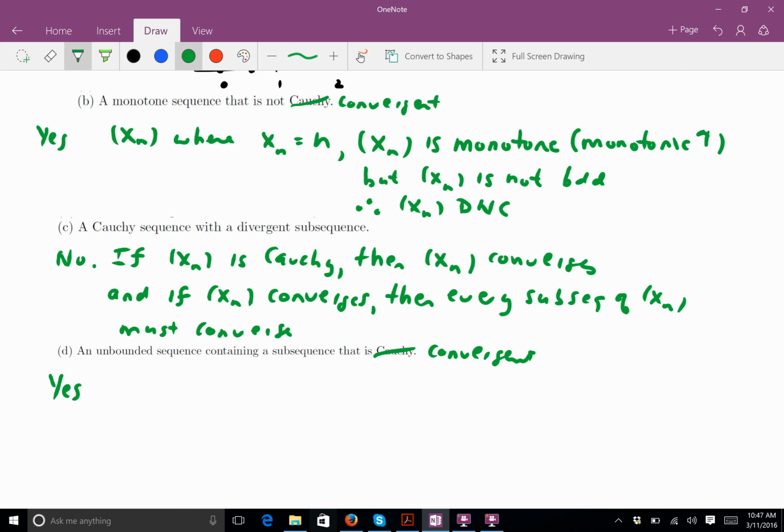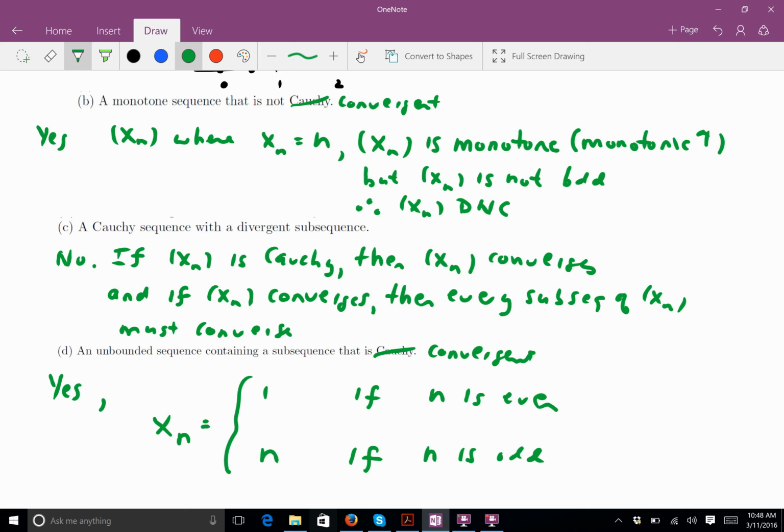What I need to do is have one part of the sequence that goes off to infinity and one part that converges. So let's see how to do this. Okay. So let's just define a sequence. I can define a sequence however I want. Okay. So here's my sequence. It's 1 if n is even, and it's n if n is odd.